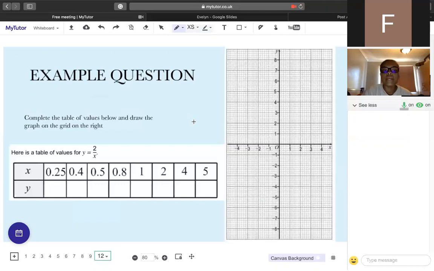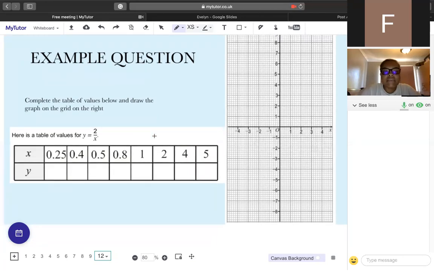So with reciprocal graphs, they will come up in a calculator paper because you are allowed to use a calculator to work out these values, and that's exactly how we're going to do it for this question, because they won't expect you to always work it out. They will expect it for quadratics and cubics, but not necessarily reciprocal ones. So the first thing that we need to do is to complete the table of values.